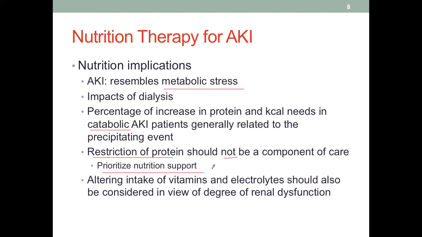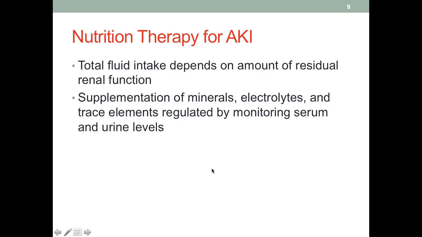And also, the intake levels of vitamins and electrolytes should also be considered based on our monitoring of the lab values and functional tests to see exactly how bad the renal function is. Also, fluid intake depends on the residual renal function. And same as CKD patients, people on hemodialysis and peritoneal dialysis, we will also need to closely monitor a lot of lab values. So, a lot of them are electrolytes and minerals, and that will determine their daily need based on their serum level. So, that's the same principle here for acute patients. We want to closely monitor the serum and urine levels of these elements and electrolytes, then decide exactly how much they need for the moment.